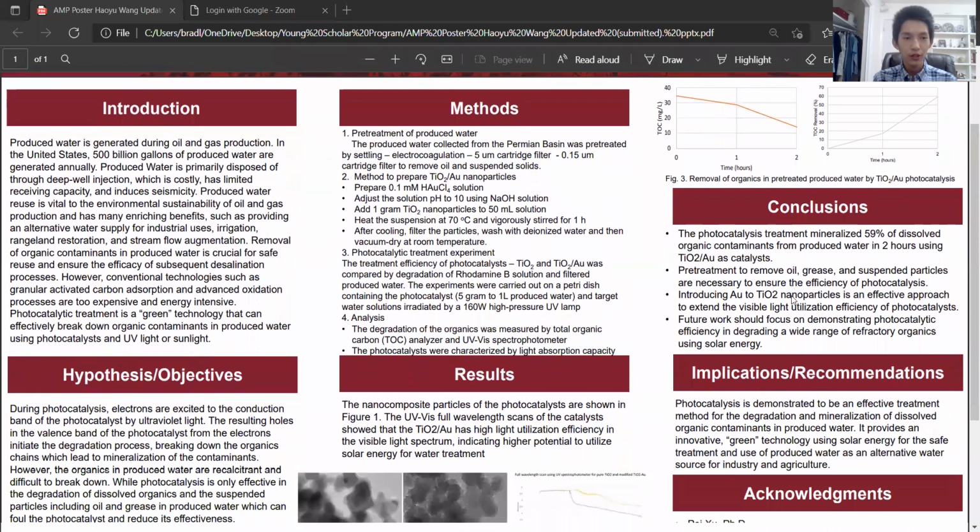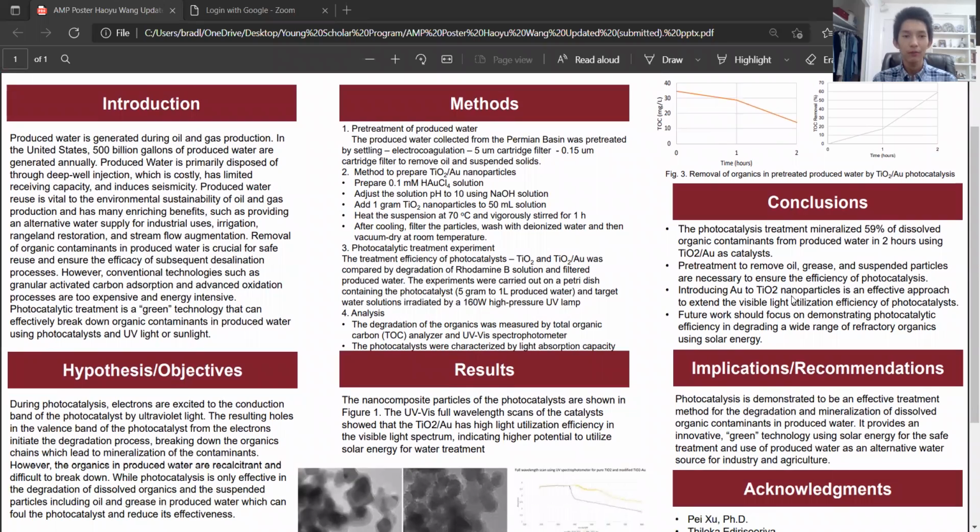So for an introduction, produced water is generated during oil and gas production. In the United States, about 500 billion gallons of produced water are generated annually. Produced water is primarily disposed of through deep well injection, which is costly, has limited carrying capacity, and induces seismicity. Produced water reuse is vital to the environmental sustainability of the oil and gas industry and has many enriching benefits, such as providing an alternative water supply for industrial uses, irrigation, rangeland restoration, and stream augmentation.